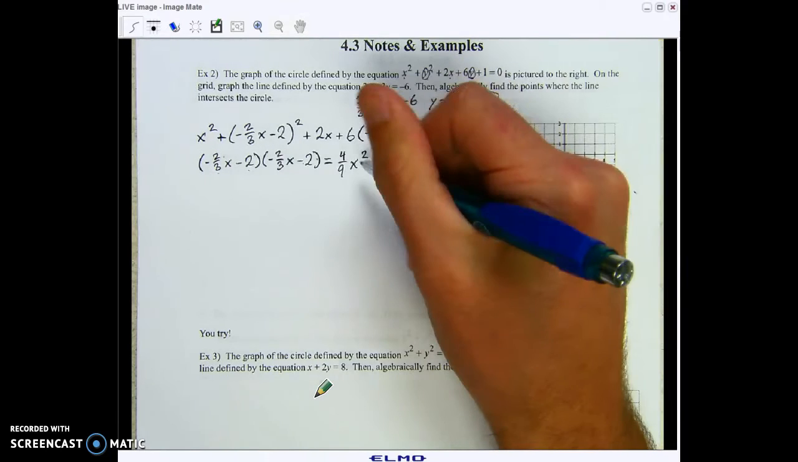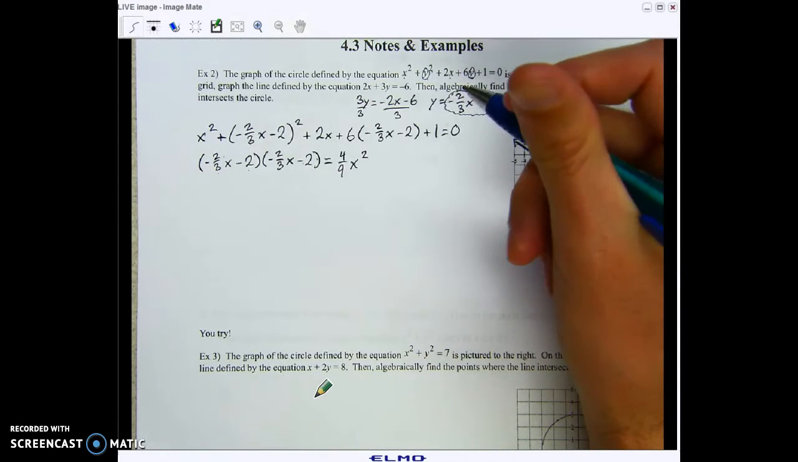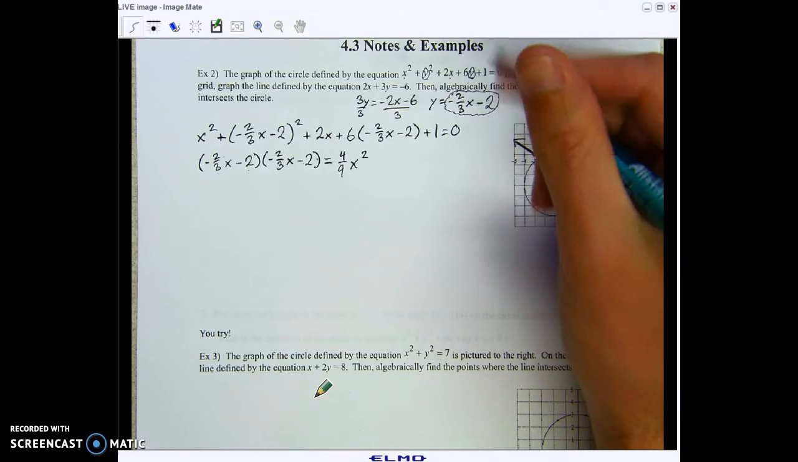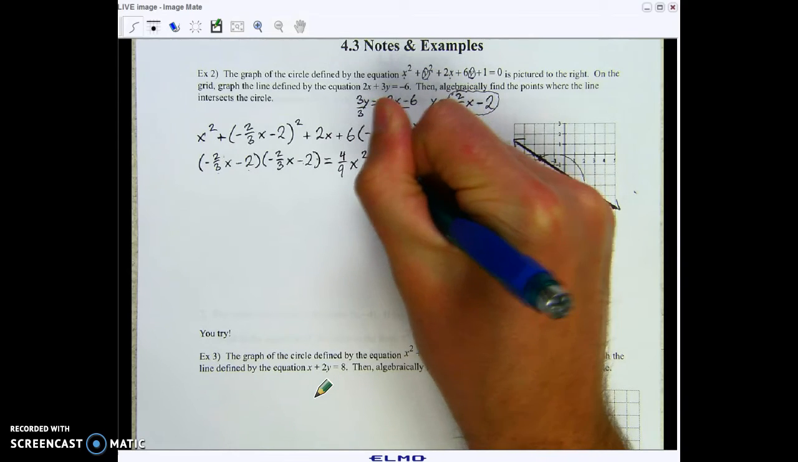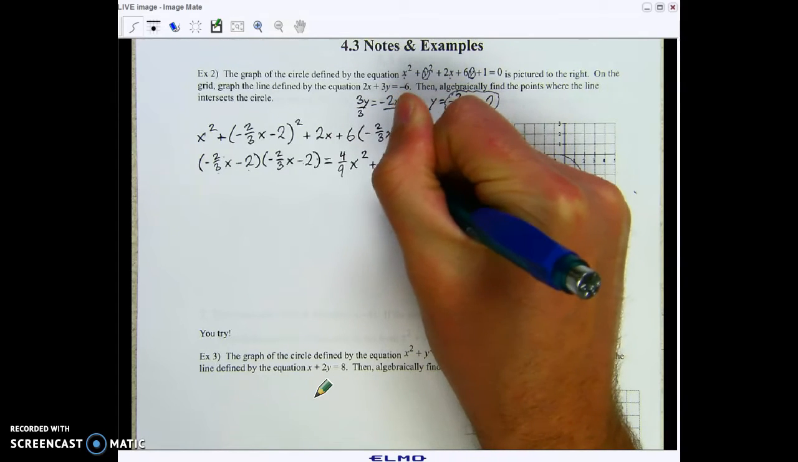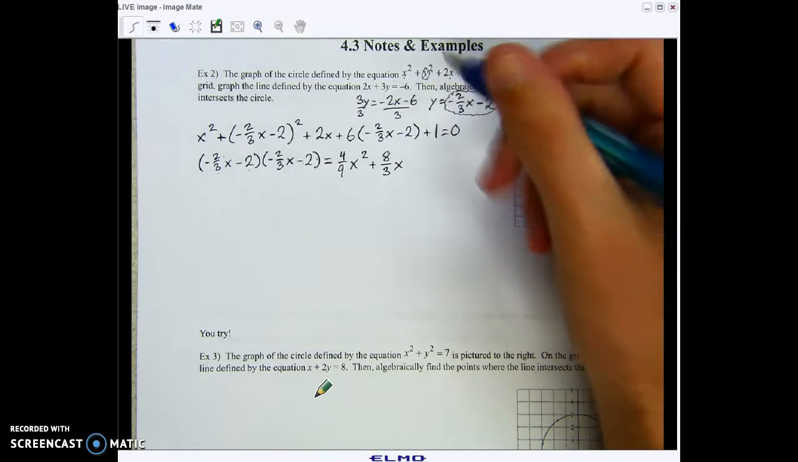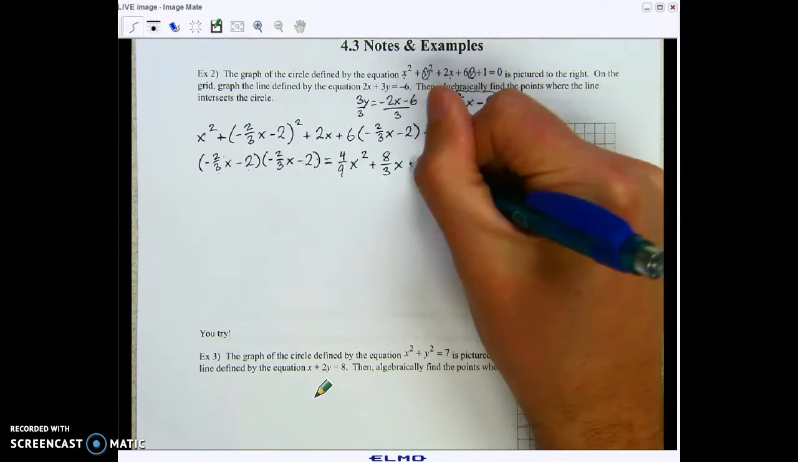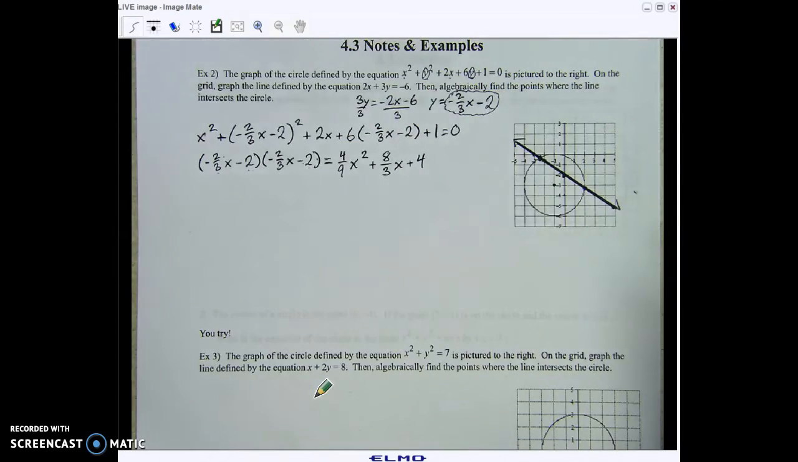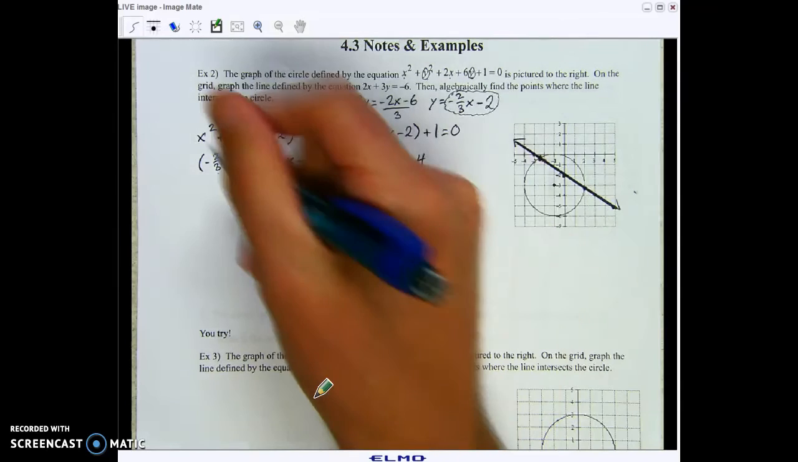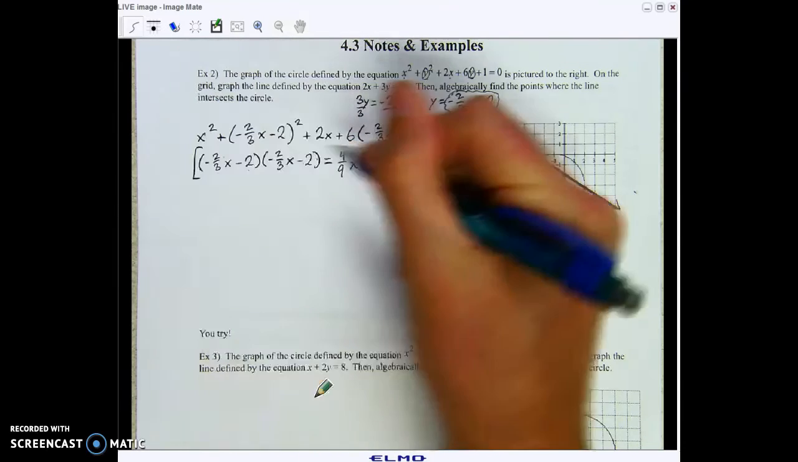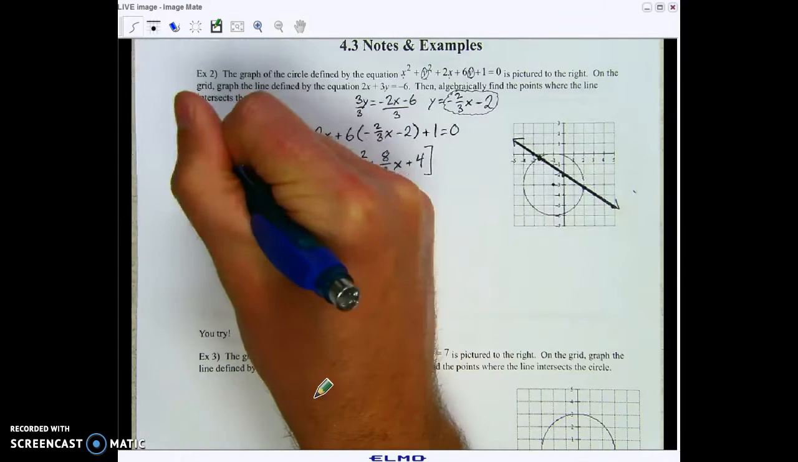So really what I have is two 4/3 x terms being added together. So that middle term is just going to be plus 8/3 x. Okay. And then we have -2 times -2 is plus 4. All right, so now that that's out of the way, I'm going to write my next line here.